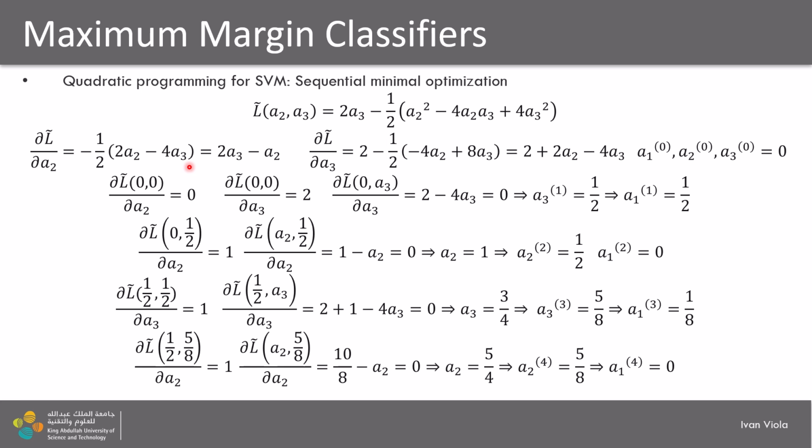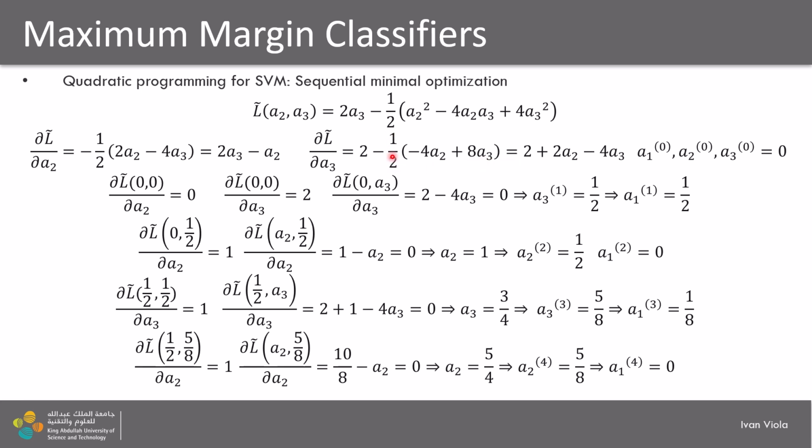The other case is the partial derivative of the Lagrangian formula with respect to a3. This will be 2 after the derivative, and here this is a constant, so it's 0, and then here we will have 4a2, and here we will have plus 8a3.